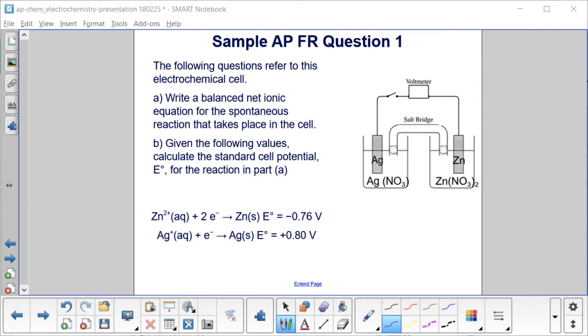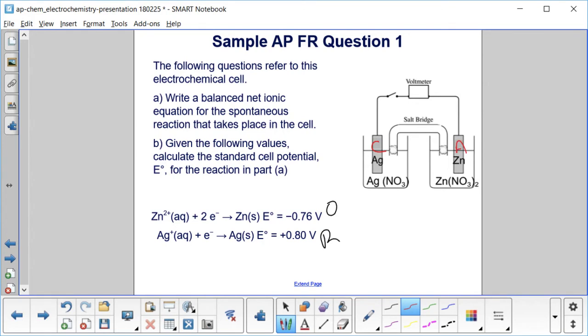And Part B, given the following values, calculate the standard cell potential, E0, for the reaction that you write in Part A. So we're given the standard reduction potentials for zinc and silver. And so we can determine what is oxidized and what is reduced. So the reduction happens at the silver, and the oxidation happens at the zinc. So reduction happens at the cathode, so this is the cathode, and zinc then is the anode.